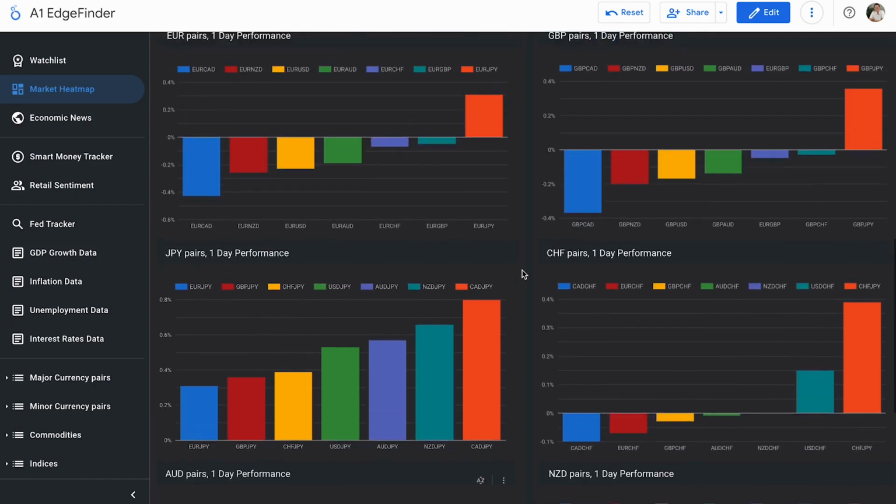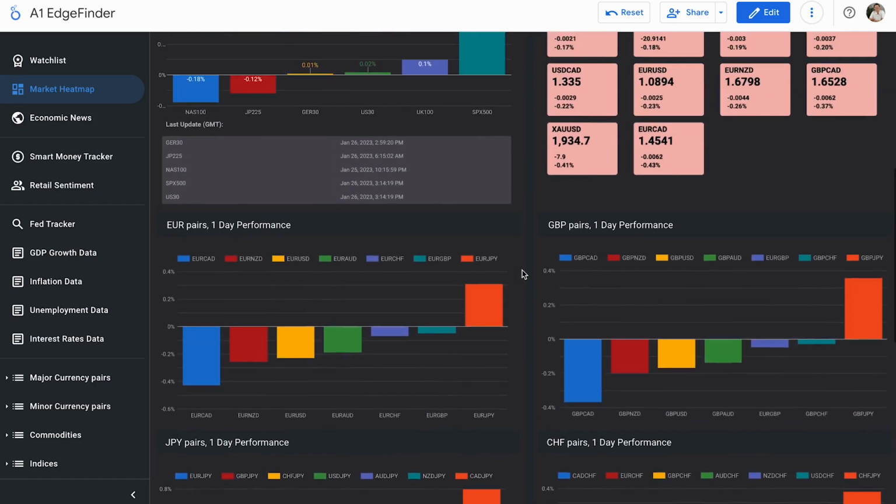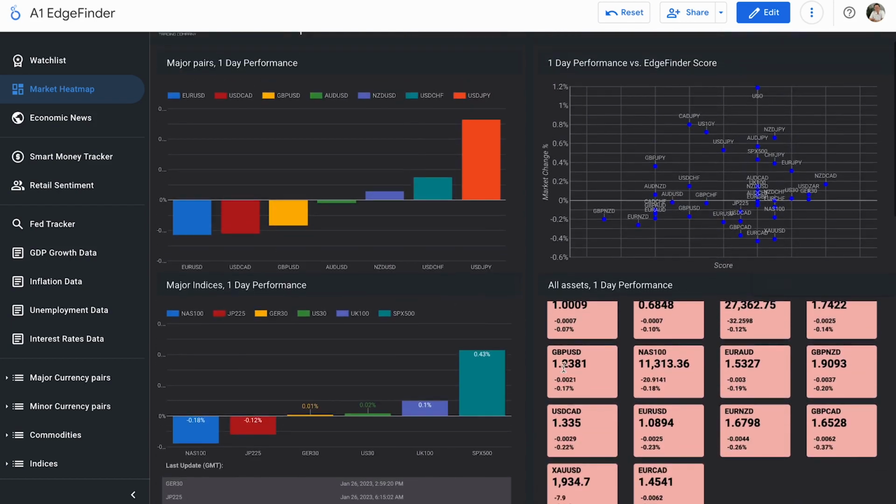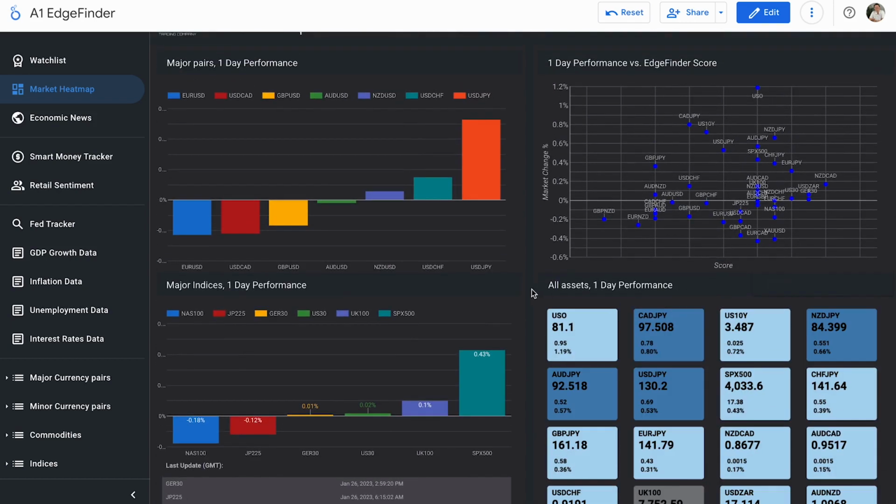Market heat map is a super useful tool for seeing how all of our assets are trending so far today. This is getting updated every 15 minutes, so as the market moves, so does the market heat map.